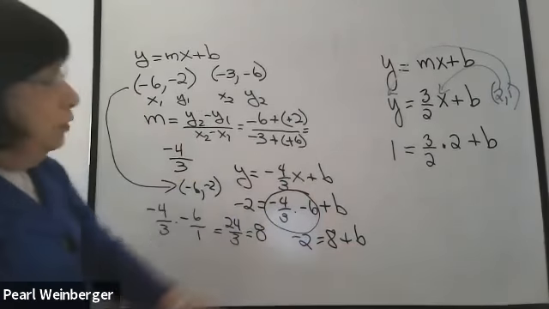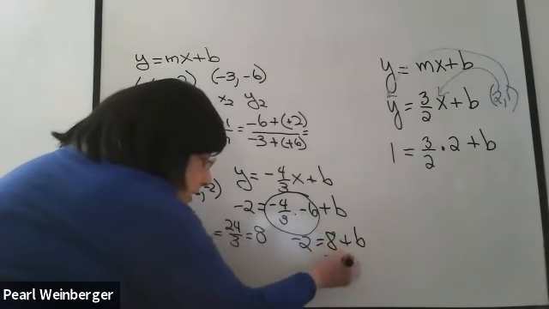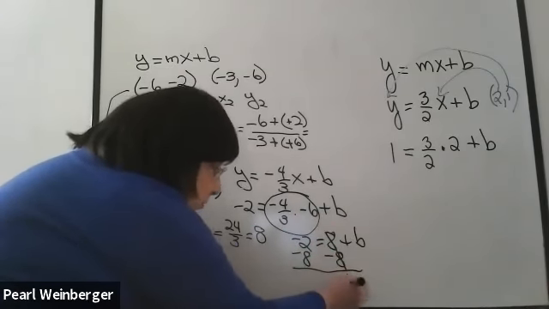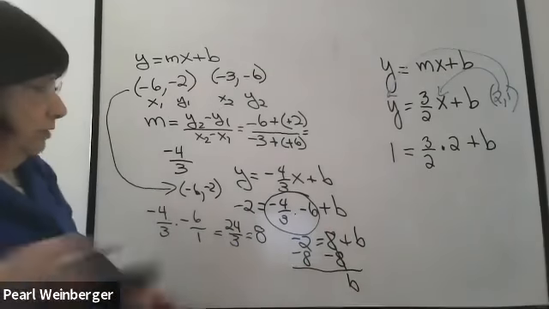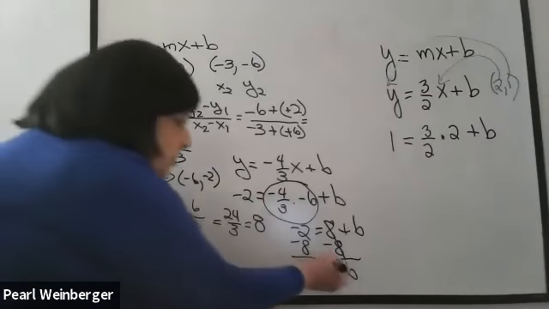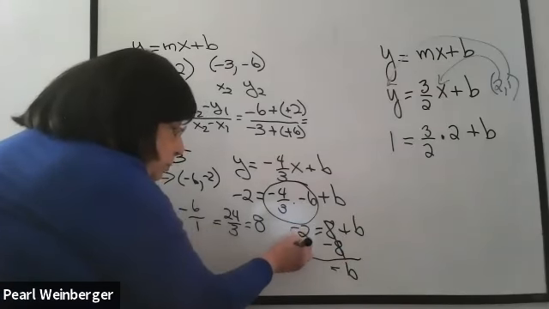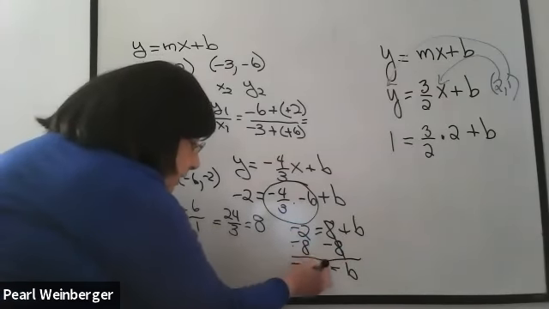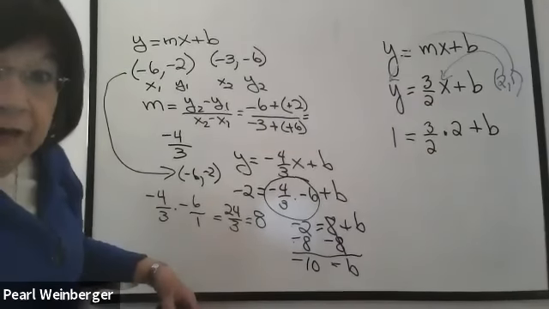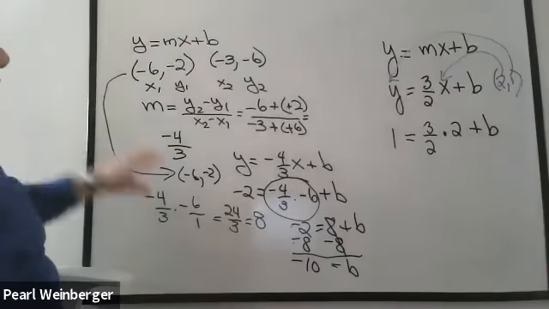Now I can solve this equation for b. I have the 8 over here. I have to bring it to the other side to get the b alone. So therefore, my b turns out to be the -2 plus the -8, which is -10. In other words, I figured out that the y-intercept of this line is -10. I did it by algebra.